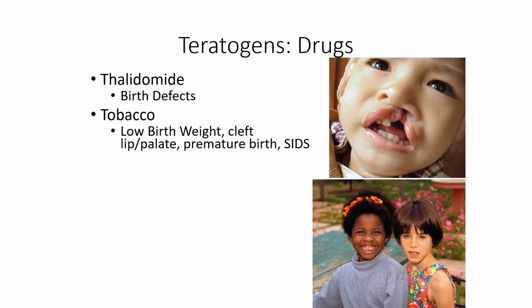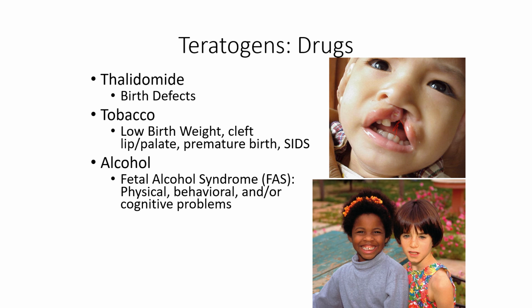Another one is tobacco. Tobacco results in low birth weight, cleft palate like you see here, premature birth, sudden infant death syndrome, SIDS. Alcohol results in fetal alcohol syndrome, where you see with the girl here how on the upper lip specifically, it's smooth. You get that smoothness on the upper lip. You see how the girl on the left, she has ridges on her upper lip, and the girl on the right, it's smooth on the upper lip.